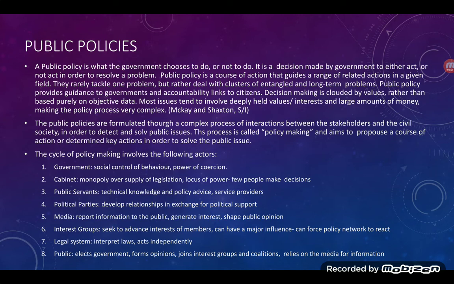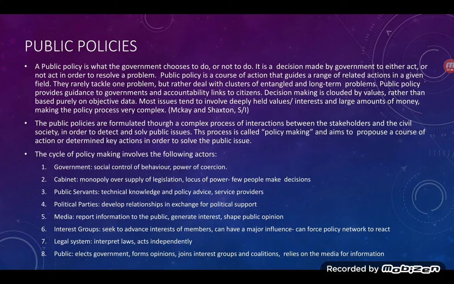Public policy is a course of action that guides a range of related actions in a given field. They rarely tackle one problem, but rather deal with clusters of entangled and long-term problems. Public policies provide guidance to government and accountability links to citizens. Decision making is clouded by values rather than based purely on objective data. Most issues tend to involve deeply held values, interests, and large amounts of money, making the policy process very complex.